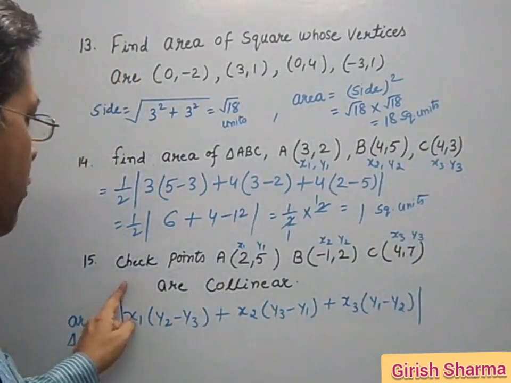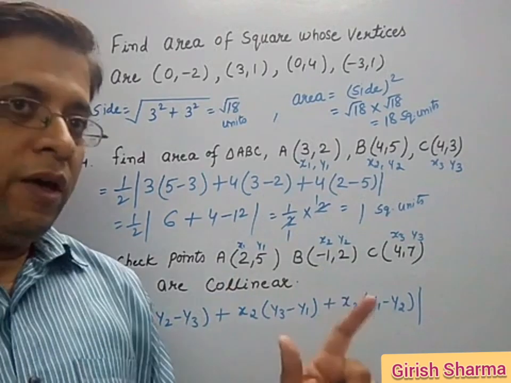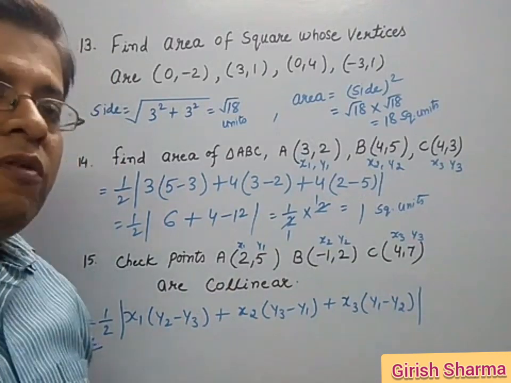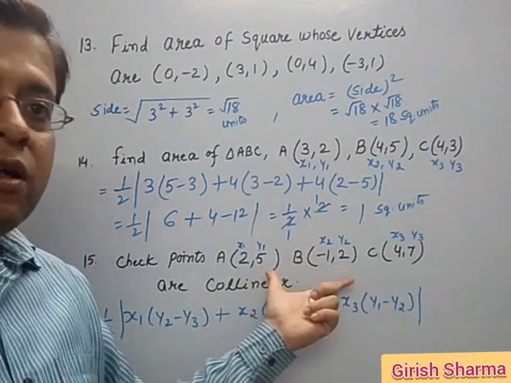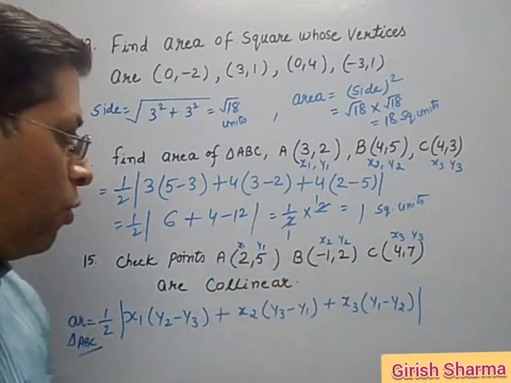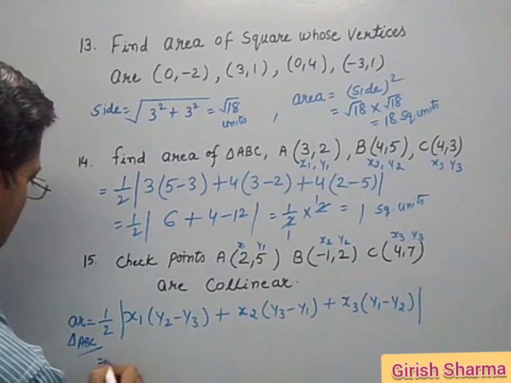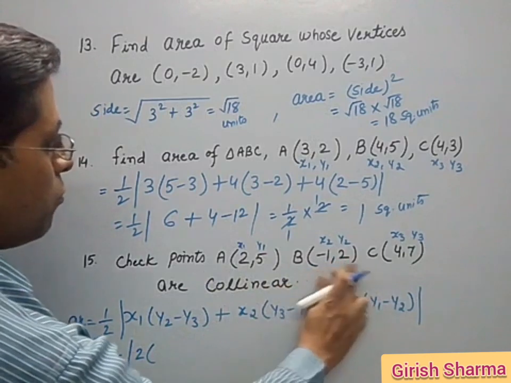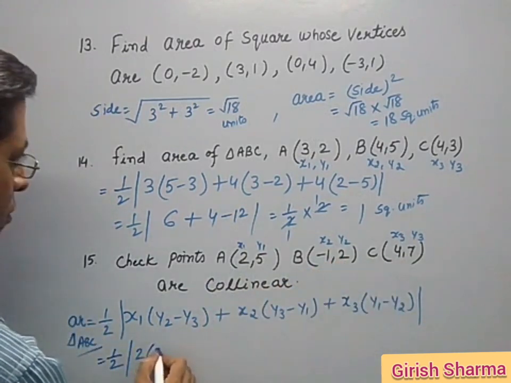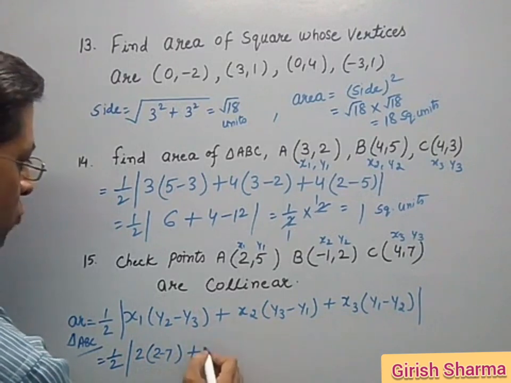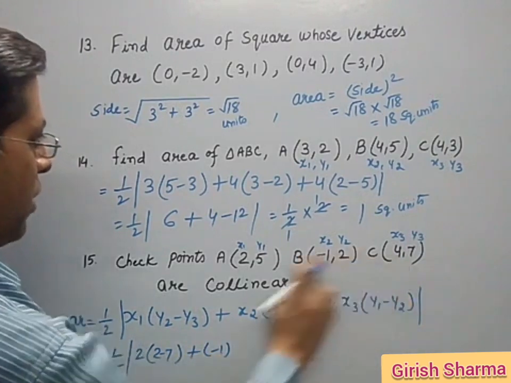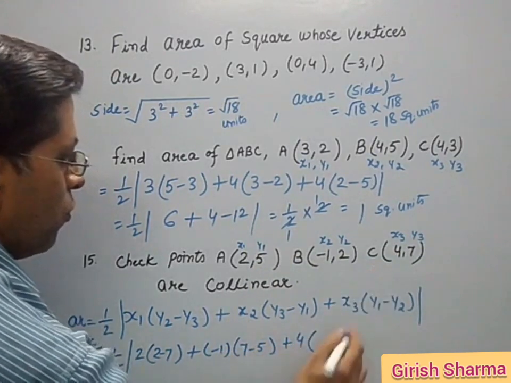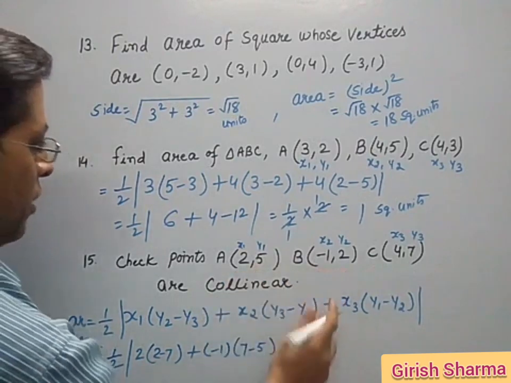Getting? Now you have to check whether these points are collinear or not. We can ask this as true and false. So check the area of the triangle. If the area of the triangle comes 0, then we can say these points are collinear. If not 0, then not collinear. Now I'm putting the points: x1 is 2, y2 minus y3 is 2 minus 7; x2, y3 minus y1 is 7 minus 5; x3 is 4, y1 minus y2 is 5 minus 2.